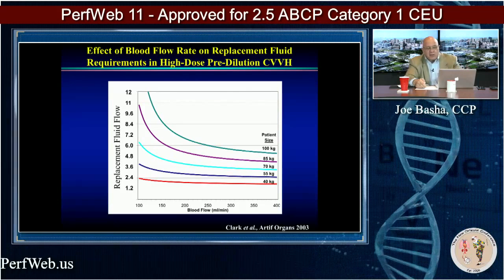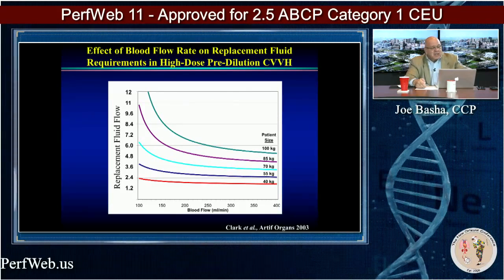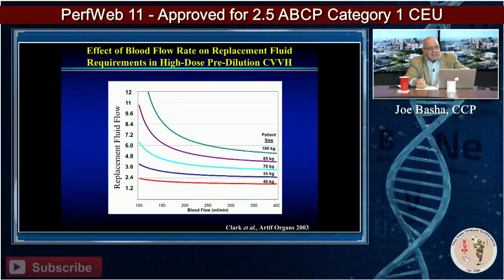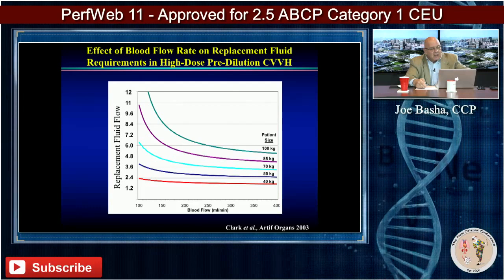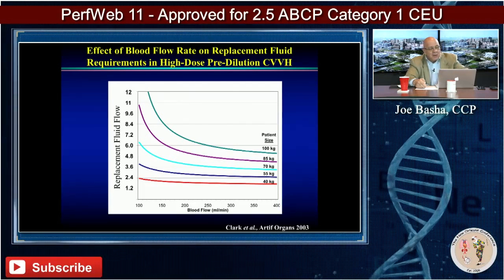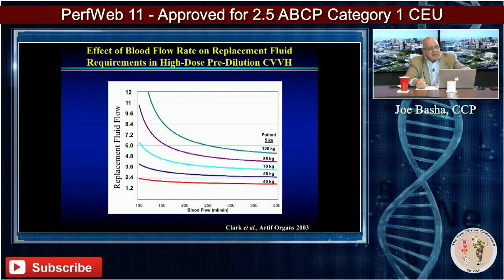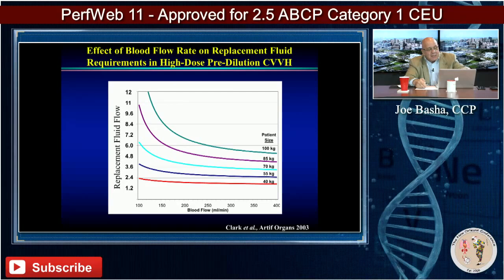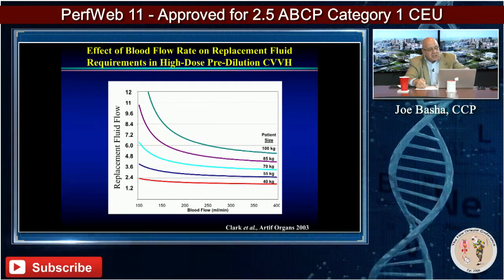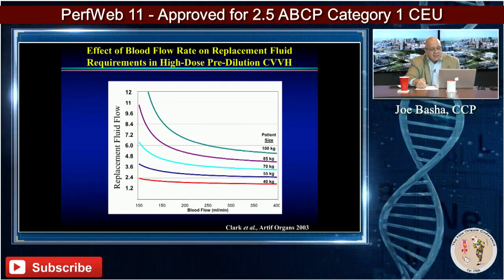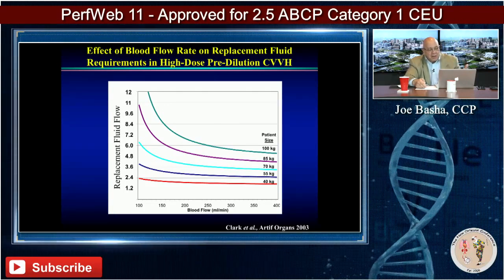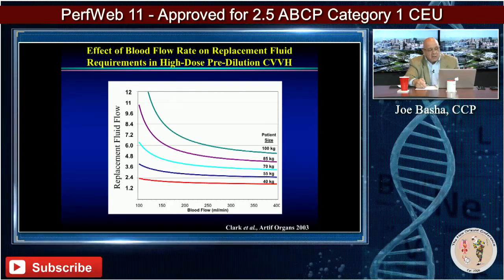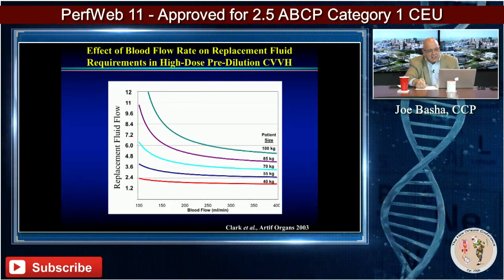But with that said, if you look at this graph here, essentially what it shows you is the replacement fluid flow to the blood flow and the different patient sizes. And if you look at the blood flow, as the blood flow increases, you can see that your replacement fluid rates are going to change, but as you slow down, you can see how that's going to affect that. So you need to have good blood flow in order to achieve the kind of fluid replacement rates that you want. If you don't have good blood flow, then this is just not going to work.